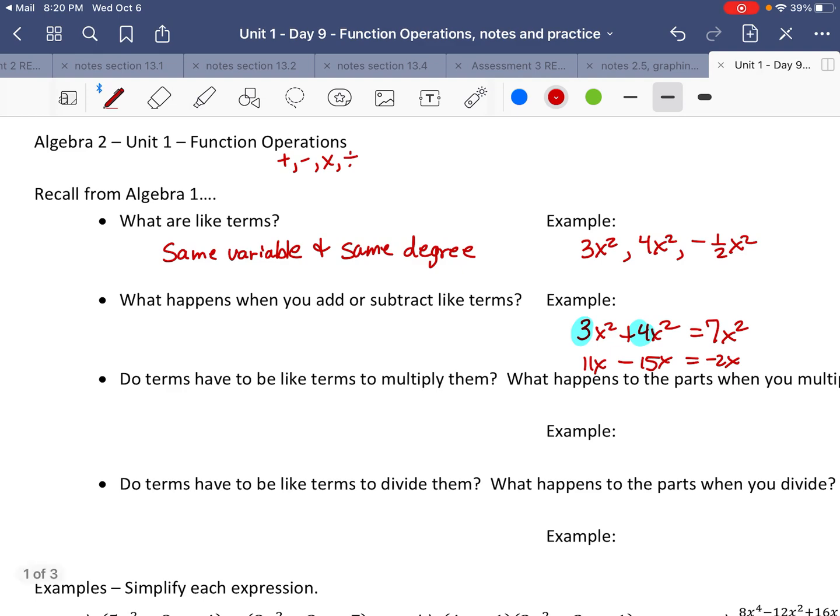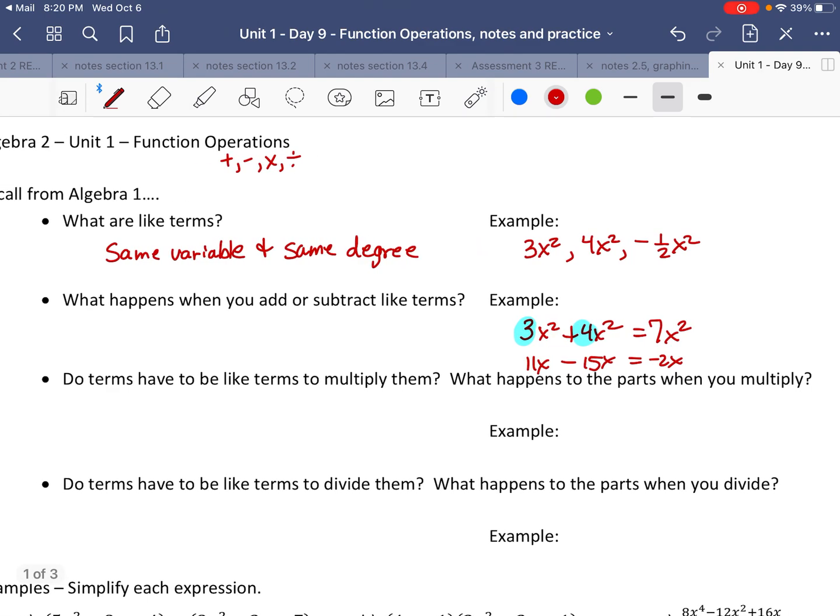Do terms have to be like terms to multiply them? No, they don't. The answer to that is no. And for the one up here, you add or subtract the coefficients, but you leave the other parts the same. You leave the variable the same. To multiply, you don't have to have like terms. And when you have pieces that you're trying to multiply, remember you add the exponents.